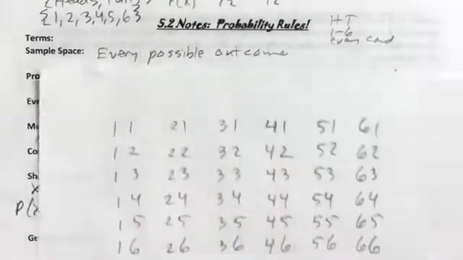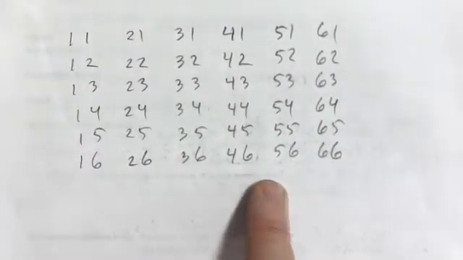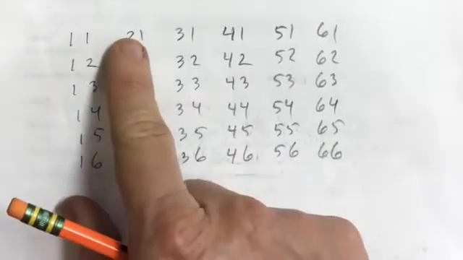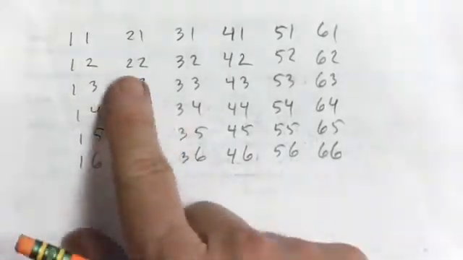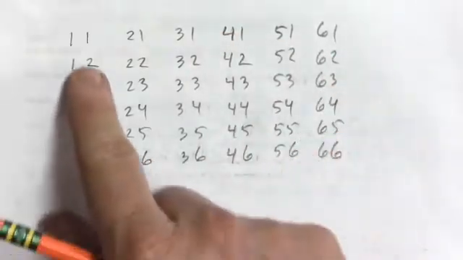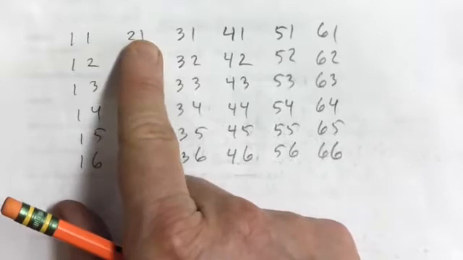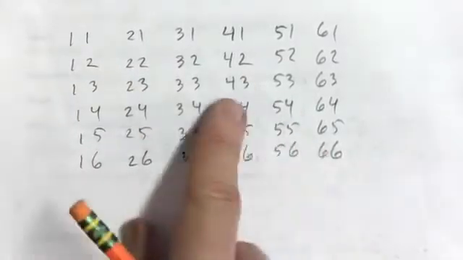So I've written out every possibility here for when you roll 2 six-sided dice. You could roll a 1 and a 1, a 1 and a 2, a 1 and a 3, and so forth, or a 2 and a 1, 2 and a 2, 2 and a 3. So there's 36 different possibilities for the rolls of these two dice. And by the way, a 1 and a 2 is different from a 2 and a 1. So there's the possible rolls.